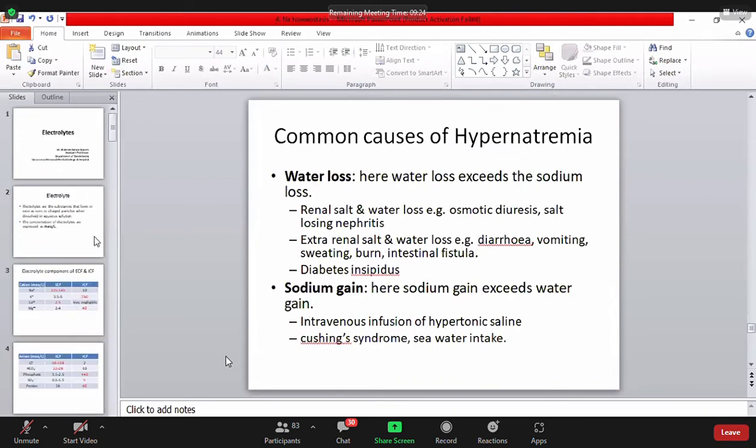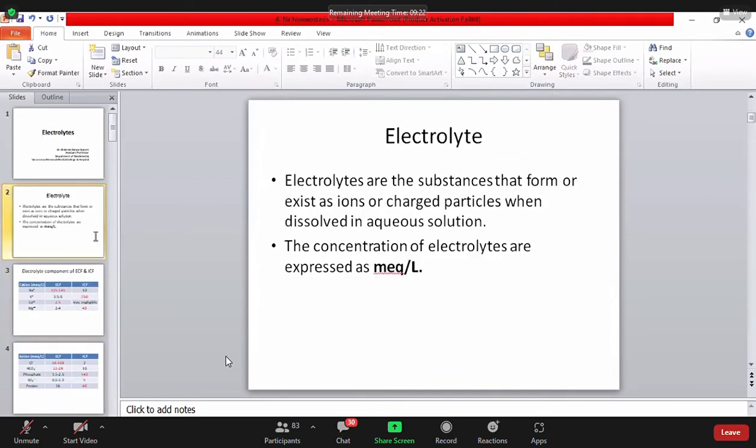Now let me revise again. What is an electrolyte, or what do you mean by electrolyte? Electrolytes are the ions or salts that form when dissolved in aqueous solution. Always remember they are ions or charged particles when dissolved in aqueous solution, and their units are, what are their units? Milliequivalent per liter.